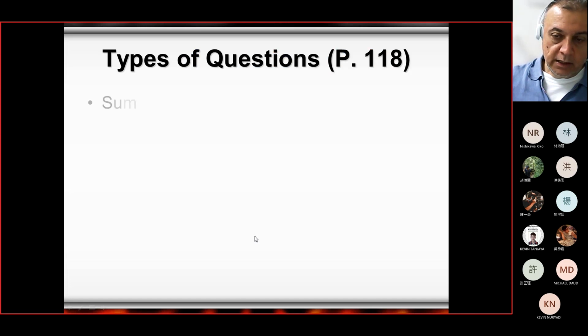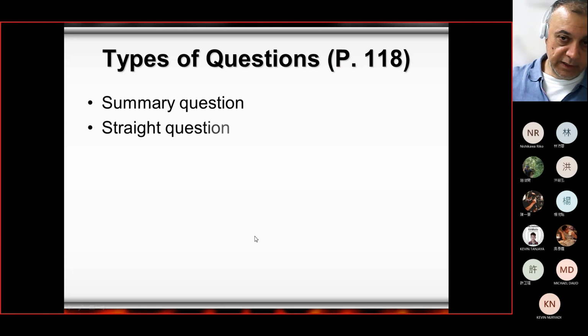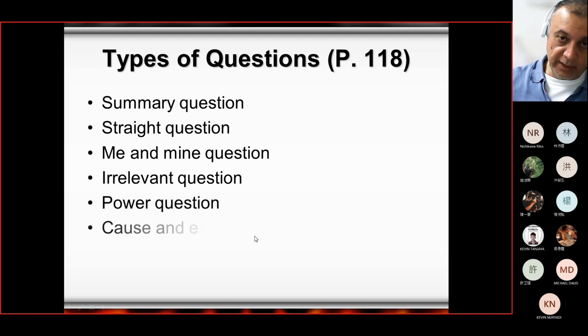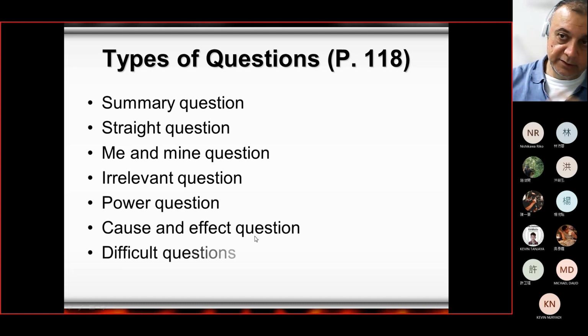All right. The book makes a kind of summary of the types of questions that we can have. It could be a summary question. People want to summarize what you have said to make sure they understood you. So they would say, for example, so in your presentation, you said this, this, and this. Am I correct? And that answer could be short, yes or no, or a little explanation. There could be a very straight question. Say, okay, what did you mean by this? Or how did you get this?